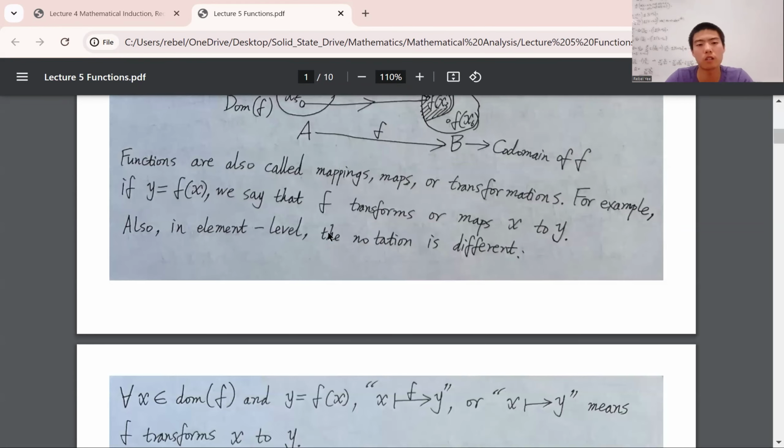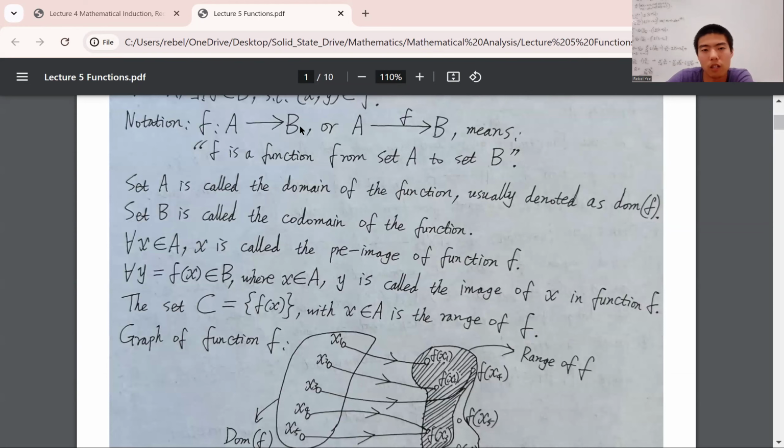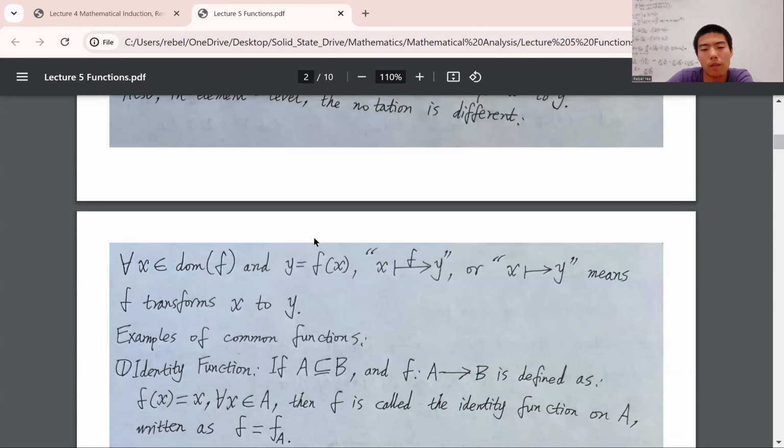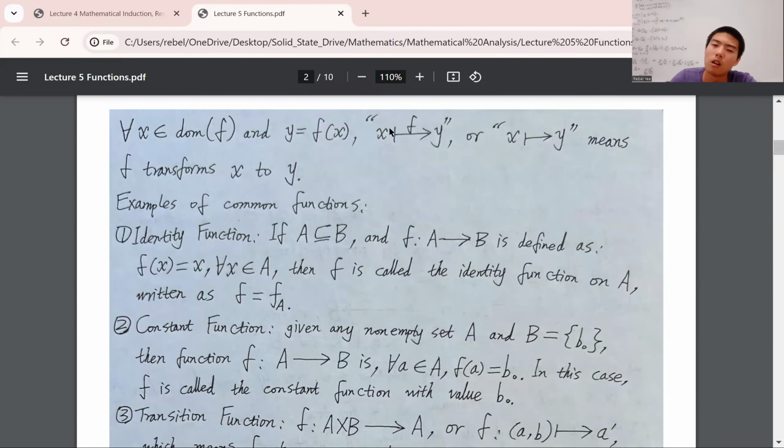Okay. So functions can also be called mappings, maps, or transformations. This is what we already said. If y equals f(x), then we say f transforms or maps x to y. In the set level, from A to B, the notation is an arrow. But at the elementary level, the notation is slightly different: we use x ↦ y by f, where we add a vertical line here.